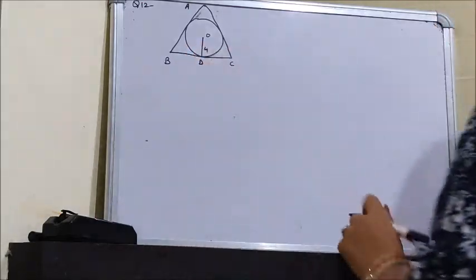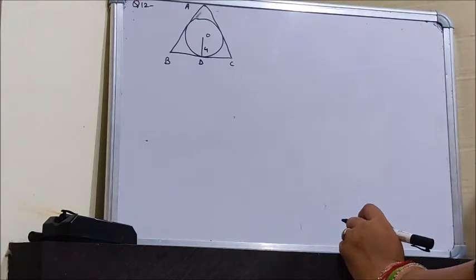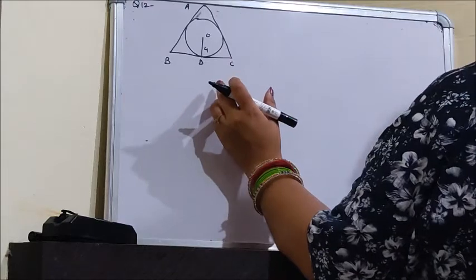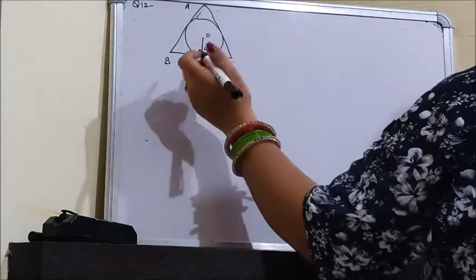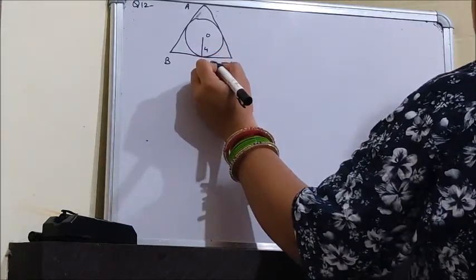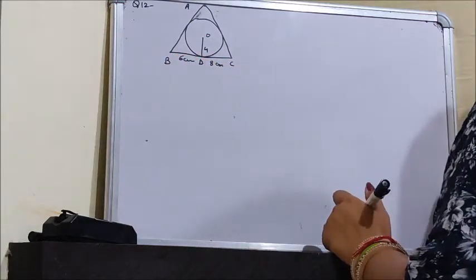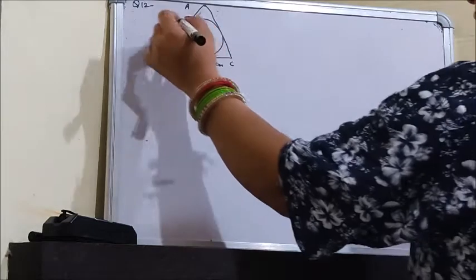This is 4 cm, such that the segments BD and DC, into which BC is divided by the point of contact D, are of length 8 cm and 6 cm respectively. Find the sides AB and AC.